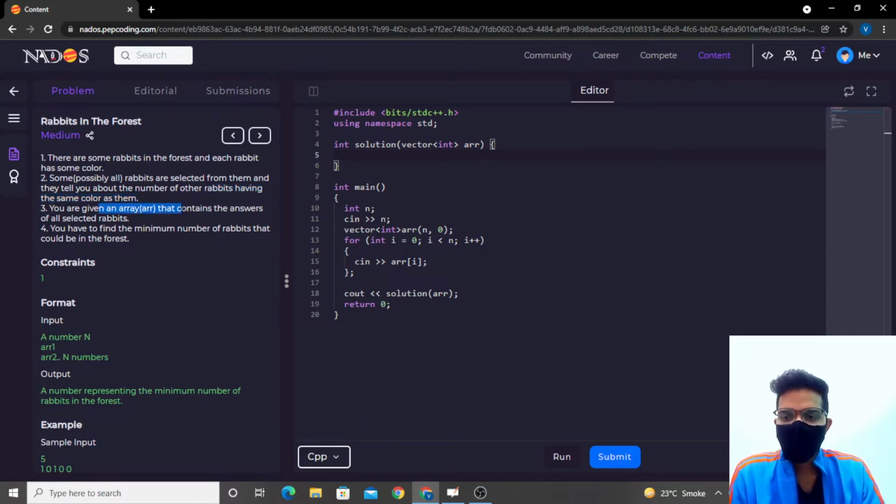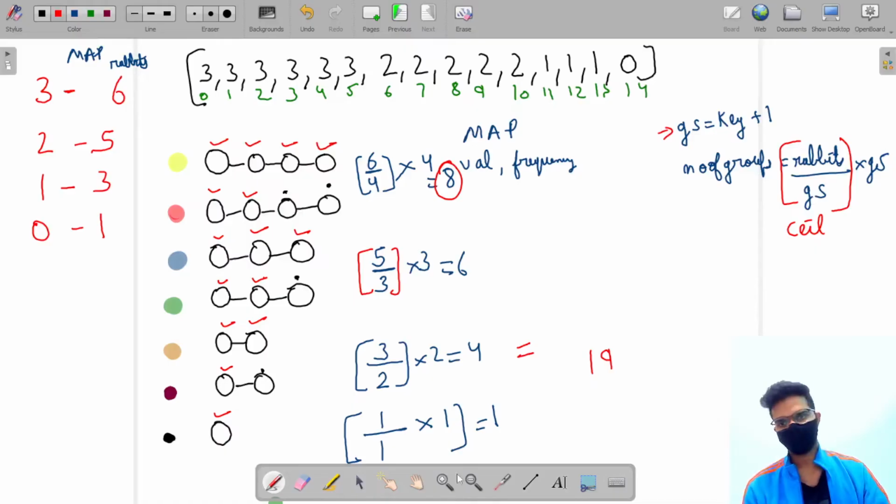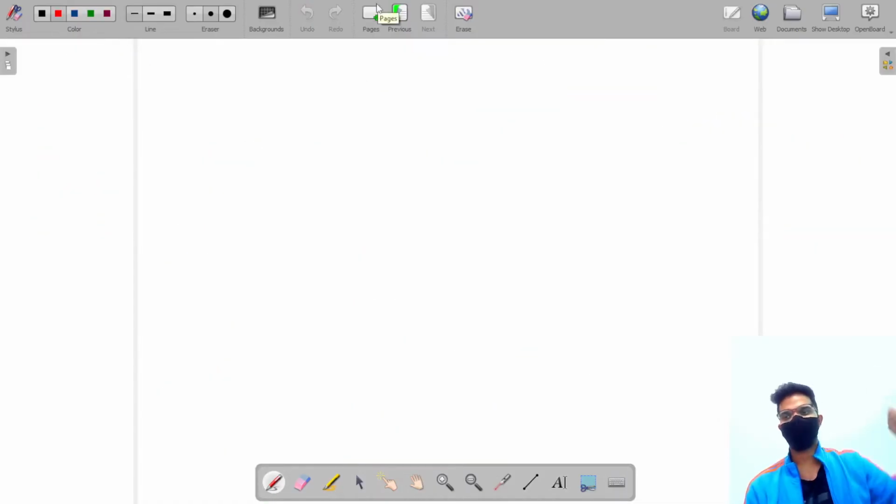So we are given an array that contains the answers of the selected rabbits. For example, in an array, if 2 is given, that means that two more rabbits of the same color exist, like my rabbit. And what we are required to find is the minimum number of rabbits that could be in the forest. Okay. Now let's understand our question.